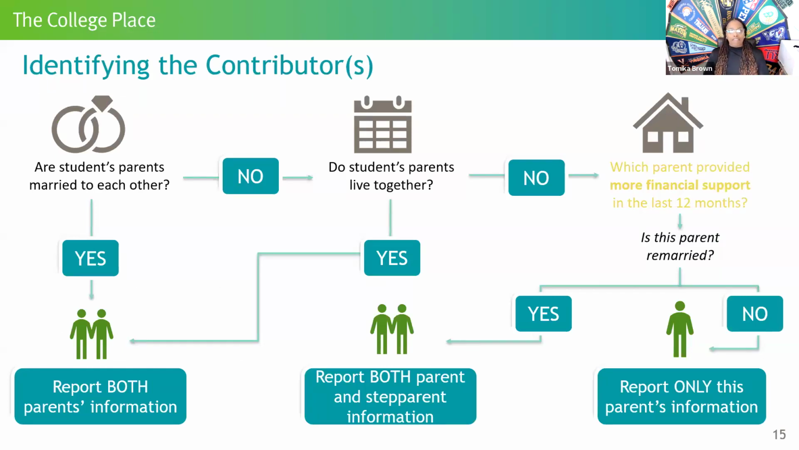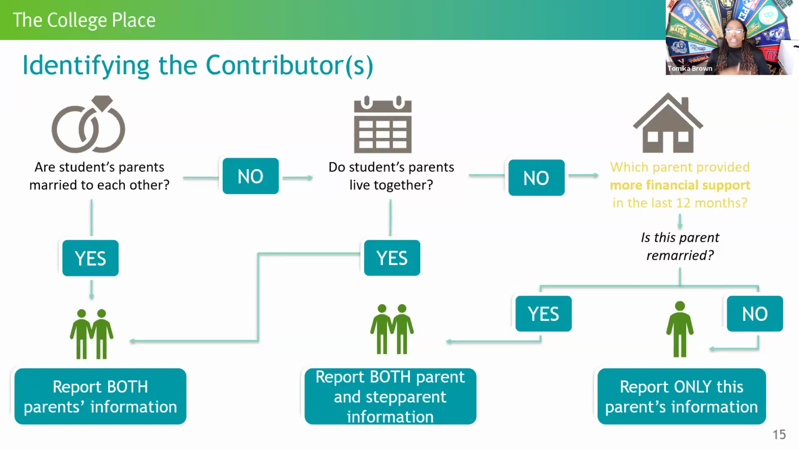So identifying who the contributor is, I mentioned earlier, in a single-parent household, it's the person who contributed more than half of the student's financial support. But here's a flow chart that is helpful in understanding it. So first, are the student's parents married to each other? The answer is yes, great. Both have to report information. Now, it depends on their filing status if both have to create an FSA ID and if both have to be invited to be contributors, but both are contributors in one way or the other.